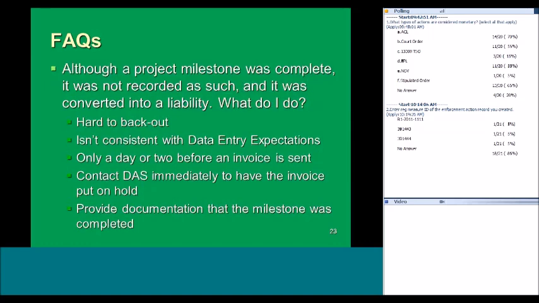And here's another one. Although a project milestone was complete, it was not recorded as such in CIWQS, and it was converted into a liability. What do I do? Since we had this new feature turned on of the overdue project milestones converting into liabilities, we have had some of these cases, and it is tricky to back out of.